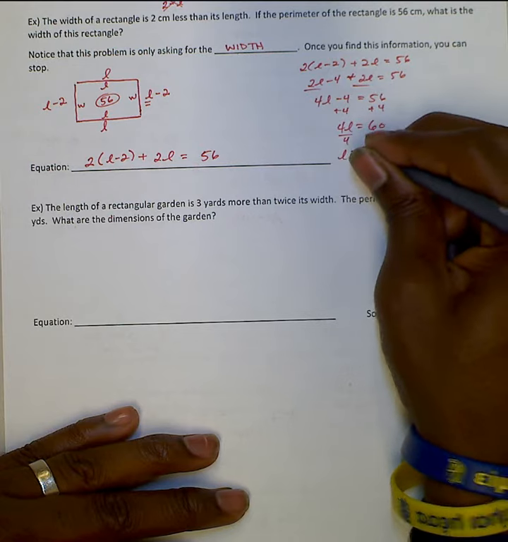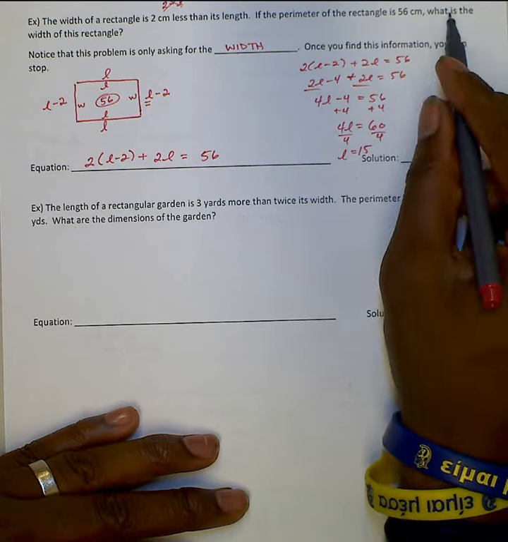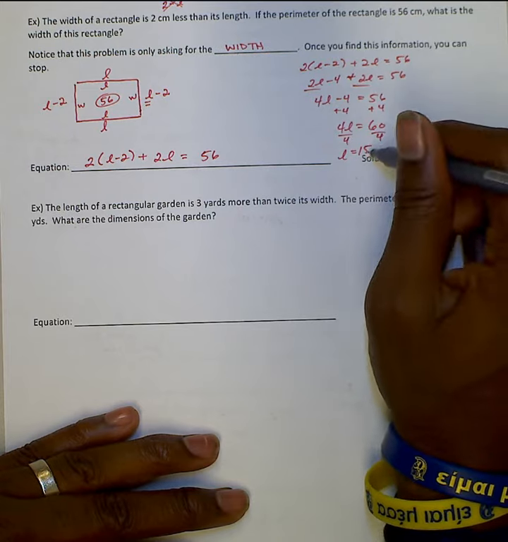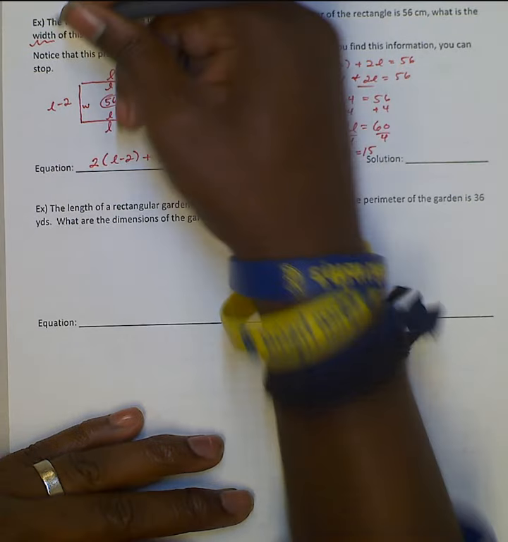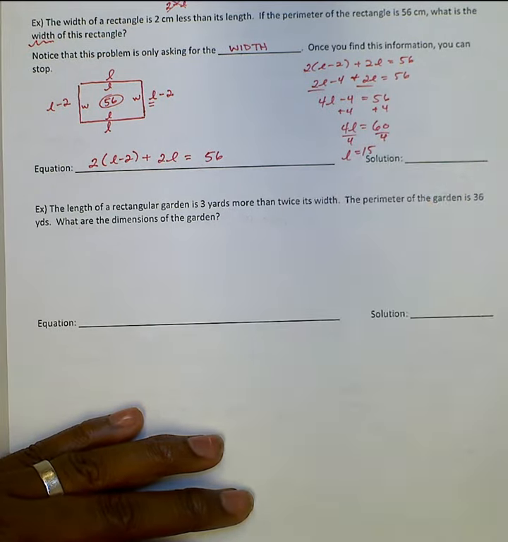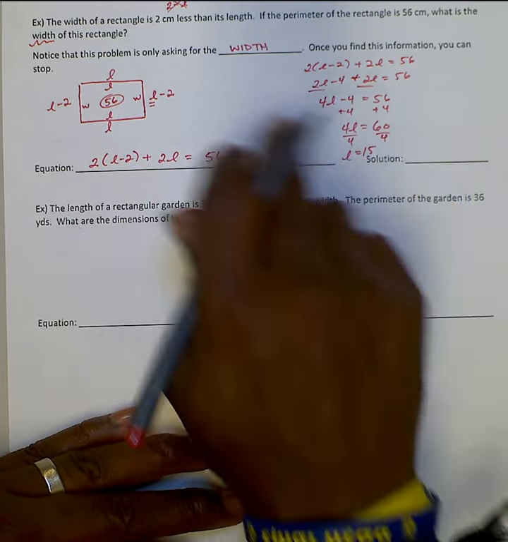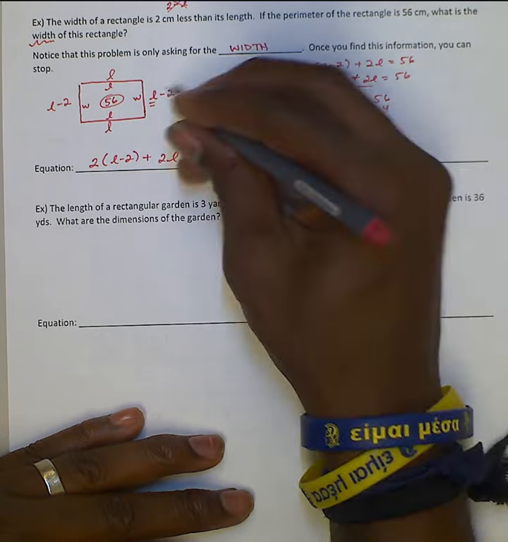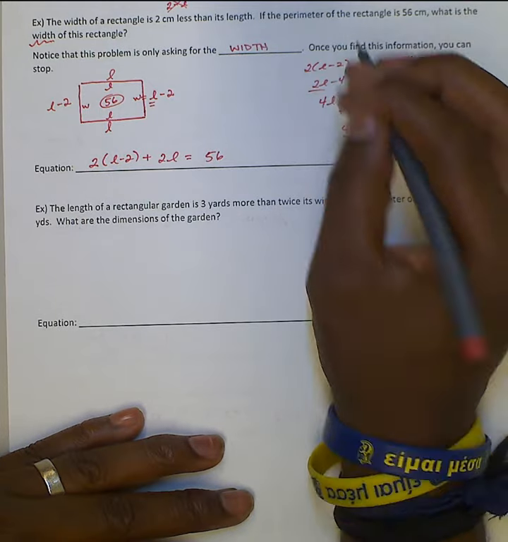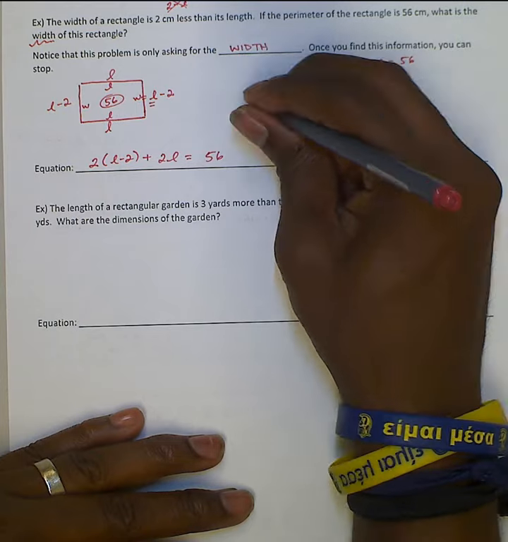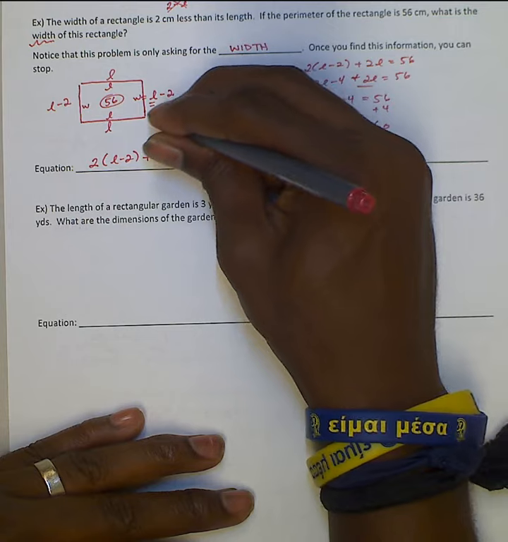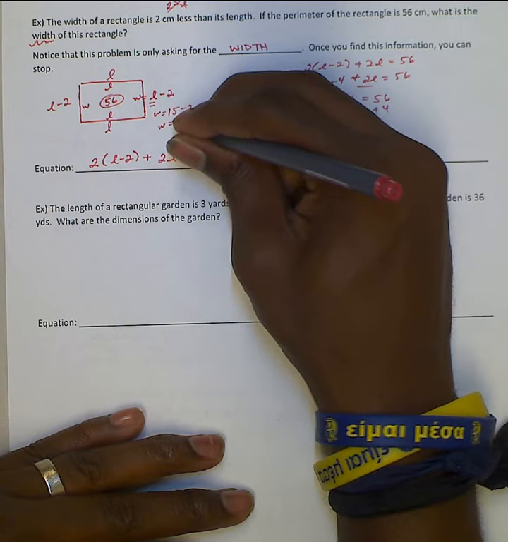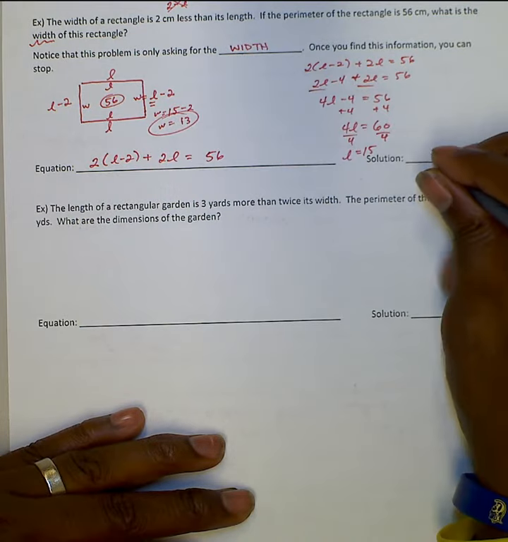Now, notice that I found length, but the question asks me to find width. Okay, so now I'm going to find my width. My width, remember, W equals L minus 2, is going to be the length, 15, minus 2. So my width is 13, and that is the answer to their question.